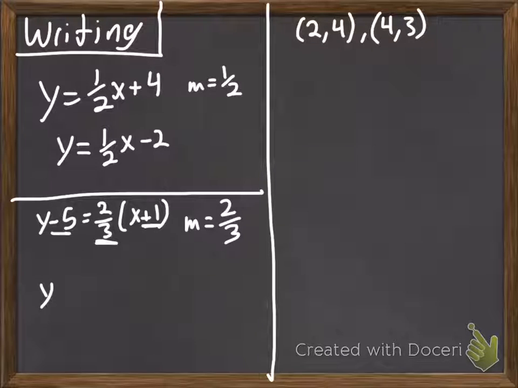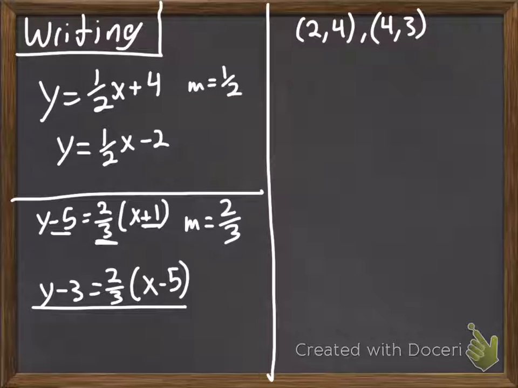So I just need another point on my line that's not that. Going to have a y as 5. So let's do y minus 3 equals 2 over 3 times x, and something that's not plus 1, minus 5. Let's put a -5 here. And this line is parallel to the line above it.